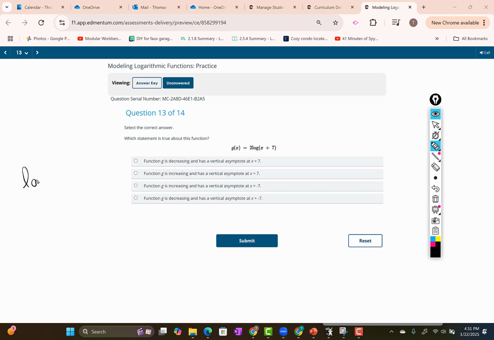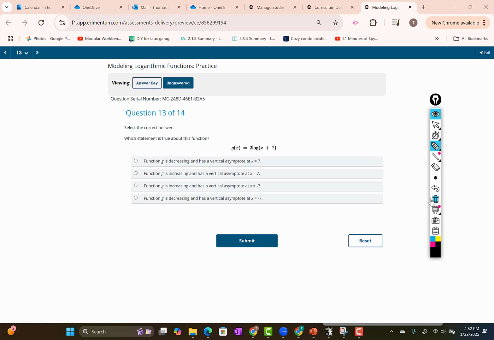We talked about how it is not possible to take the log of 0, because essentially the log of 0 is saying 10 to the what power equals 0. And that's nonsensical. Can't happen. So when we see the log, forget about this 2 for a second, but when we see the log base 10 of x plus 7, what value of x makes this 0? Well, negative 7. If x is negative 7, then negative 7 plus 7 would give us that 0.